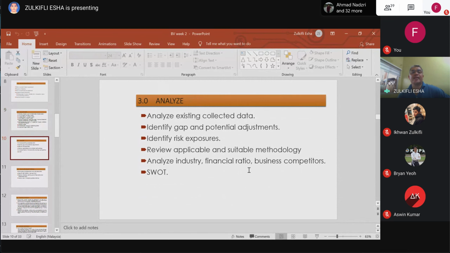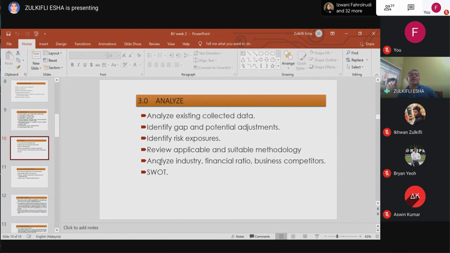So let's move to the analyzing data process. This is the step that you need to go through while you are analyzing the data. You analyze the existing collected data. You identify the gaps and potential adjustments. You identify the risk exposure. So you need to know the specific risk associated with the type of company that you are valuing.